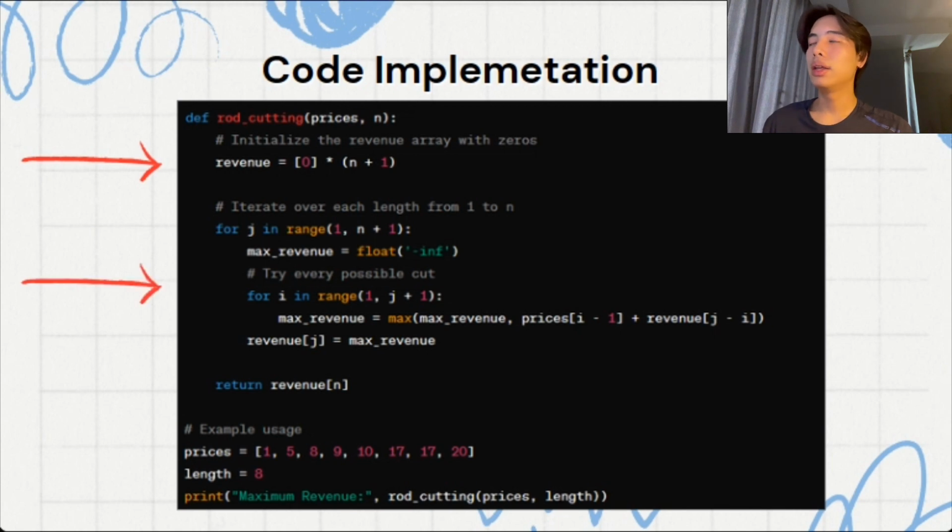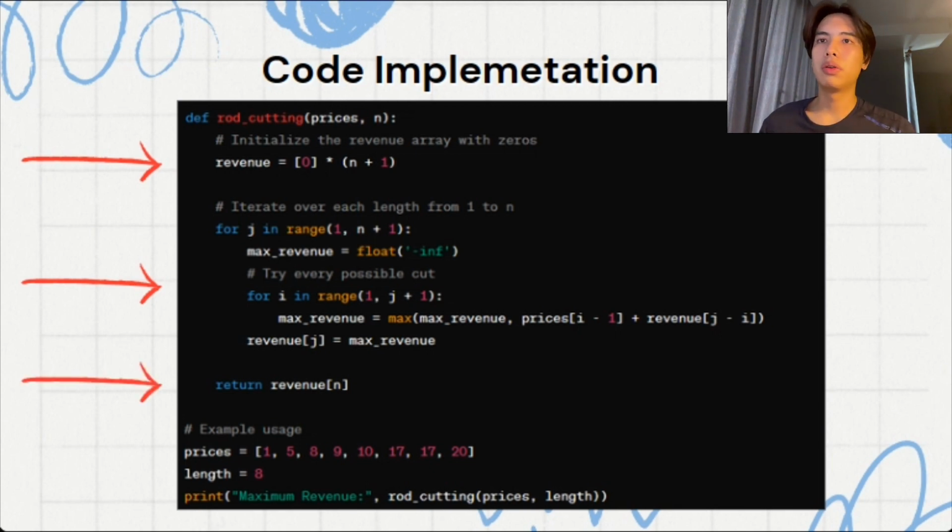The second one is the nested loop. As you can see, for each lot length j from 1 to n, the maximum revenue is calculated by considering all possible first cuts. Then the inner loop tries every possible length i for the first piece, computes the revenue for that cut, and keeps track of the maximum revenue.